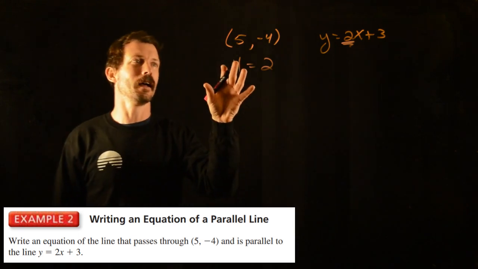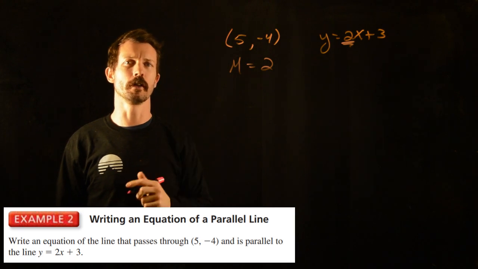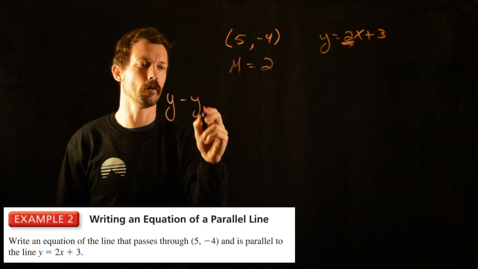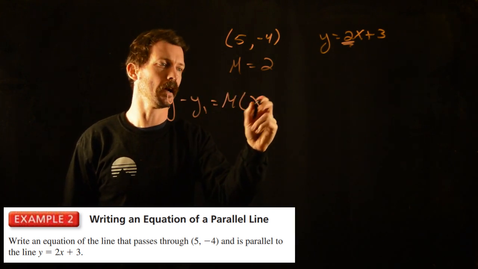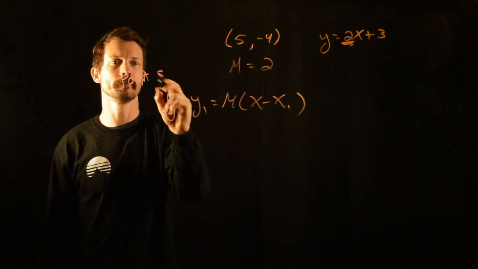So they give me a point and a slope. If they give me a point and a slope, what form do you think you would use? Exactly, we would use y minus y1 equals m times x minus x1. That is your point-slope form.